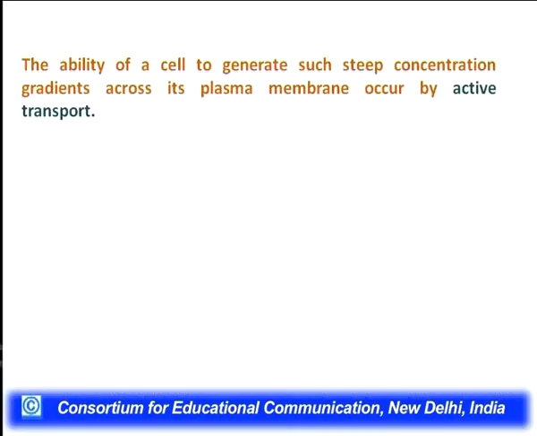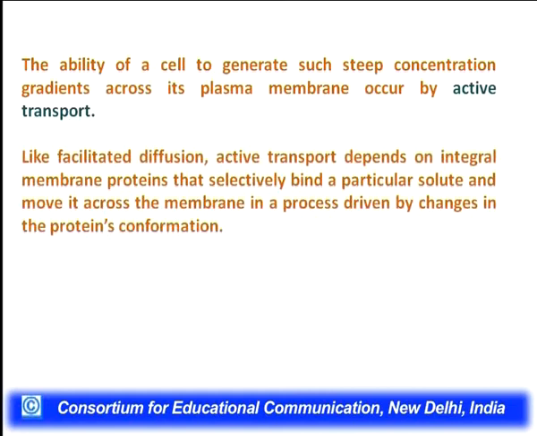This maintenance of the lower and higher concentration is because of the active transport of the molecules, as we will see. The ability of the cell to generate such steep concentration gradients across its plasma membrane occurs by active transport. Like facilitated diffusion, which we talked about, active transport depends on integral membrane proteins. Therefore, it is a transporter mediated transport that selectively binds a particular solute and moves it across the membrane in a process driven by changes in the protein's conformation.